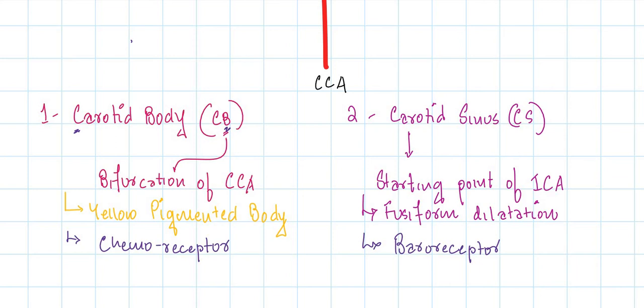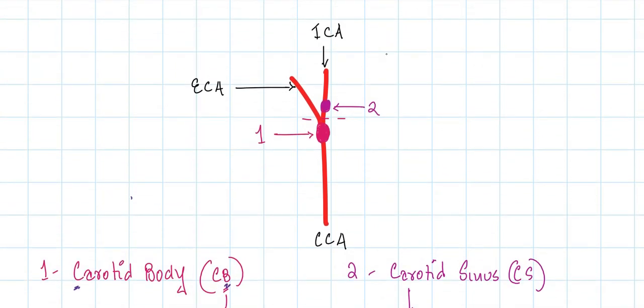Now, the other thing that you might wonder is, what is the nerve supply? Let's talk about the nerve supply of the carotid body. There's a nerve coming and supplying the carotid body, and this nerve is called the nerve to carotid body.